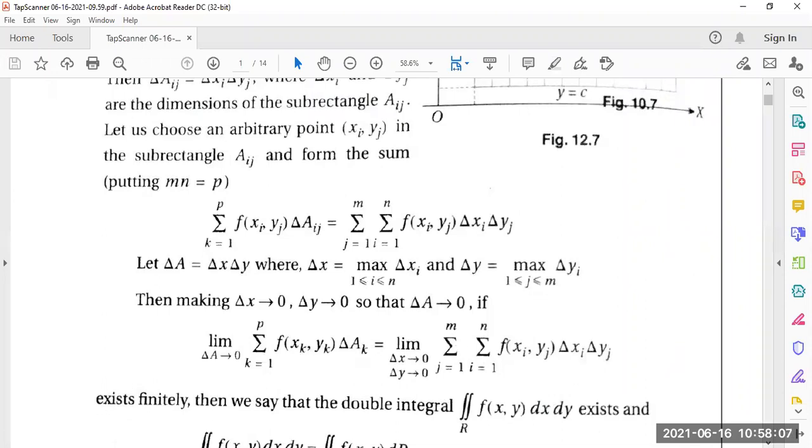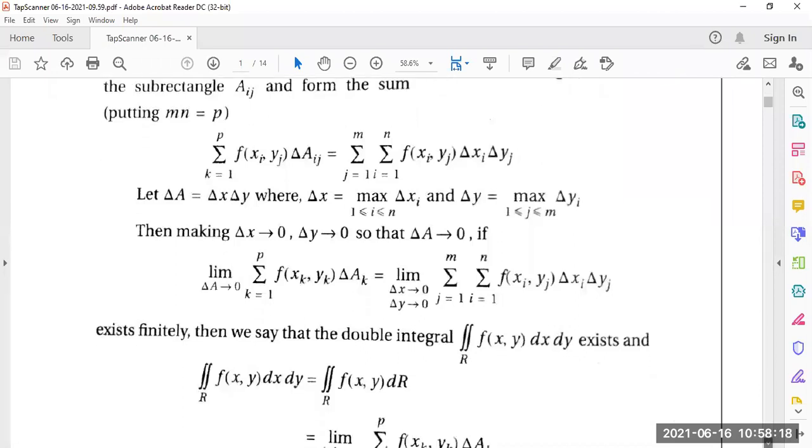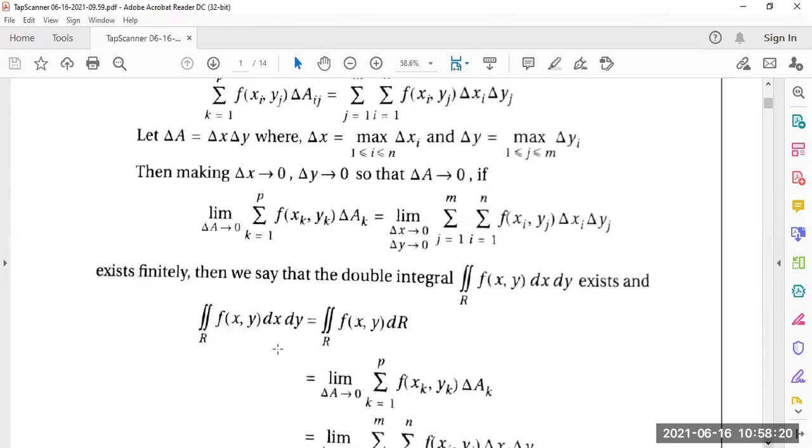If this limit exists finitely, then we say that the double integral over the region R of f(x,y) dx dy exists, and the value of this double integral will be given by that limit. This is equal to the double integration over R of f(x,y) dx dy. Instead of dx dy, we can put dR, where dR is the product of dx dy.